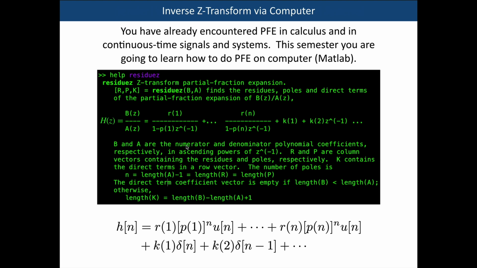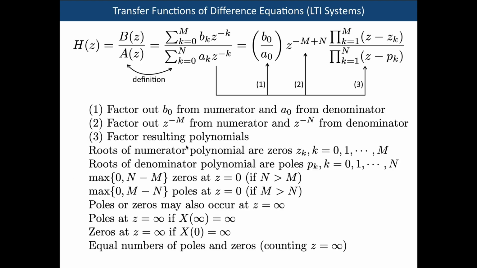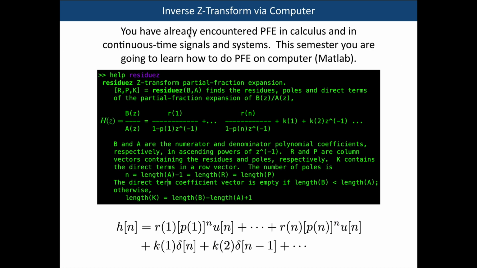I'll just tell you right now, the direct terms show up when you have this case here, when m is greater than or equal to n. So when the degree of the numerator is greater than or equal to the degree of the denominator, then you will have direct terms. Otherwise, if it's a proper rational function, the direct terms just won't exist. So let's take a look at some of these terms that show up. First of all, we could see terms like this, where you have some residue divided by 1 minus a pole times z to the minus 1. And then you could have a whole list of these things being added together in the partial fraction expansion. The direct terms are either constant or they're multiplied by z to the minus 1.